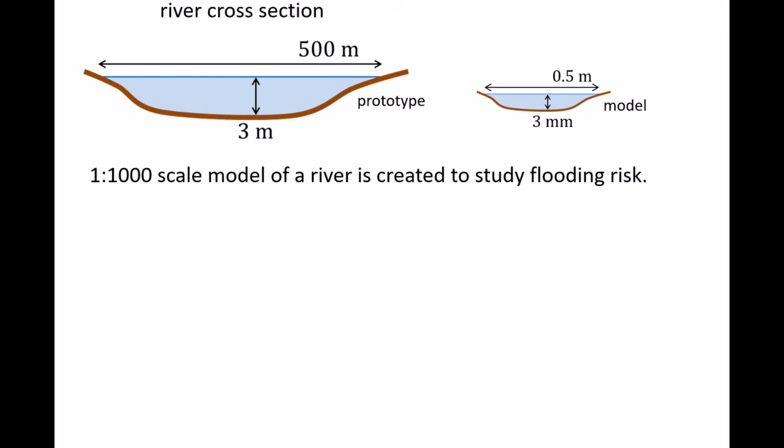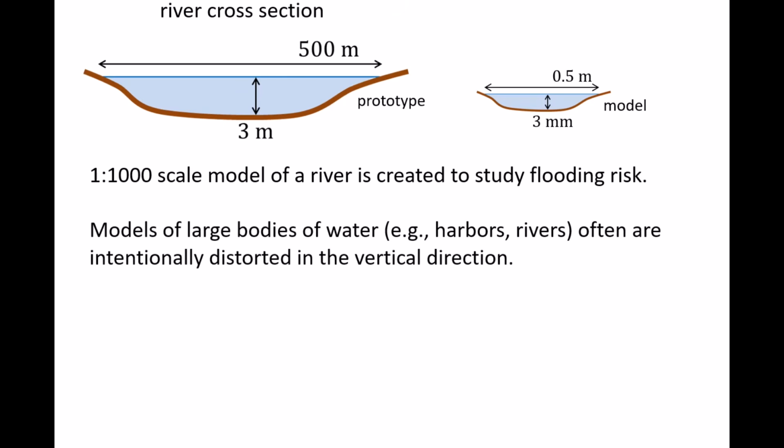And unfortunately, when the thickness of water is only a few millimeters, surface tension can impact the flow pattern significantly. But in the real river that's 3 meters deep, surface tension plays a negligible role in the flow patterns. We can get around this problem by intentionally distorting the depth of the river in the model. For example, we could make the depth in the model 30 millimeters instead of 3 millimeters, which means the length scale in the vertical direction would be 1/100 instead of 1/1000. This distortion makes the water deep enough to reduce the impact of surface tension on the flow patterns.